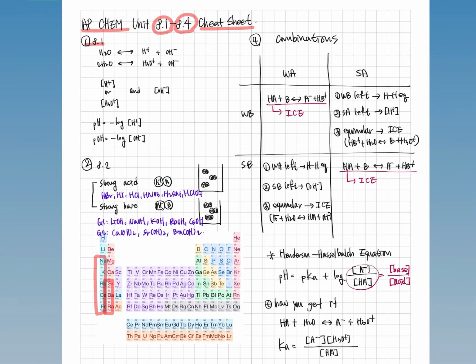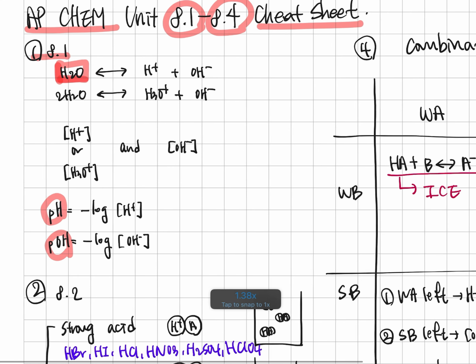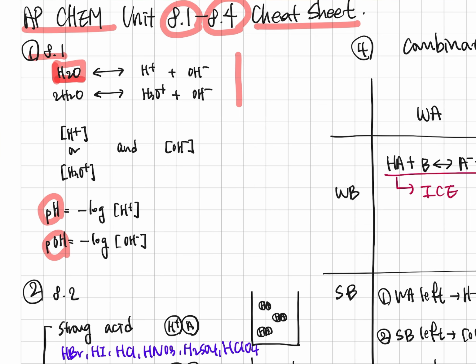Firstly, in 8.1, you get introduced to the concept of pH and pOH. Say we have water. Water is expressed as H2O, right? In most cases, water remains as H2O, but in very few cases, it separates into an H plus and OH minus ion. And we're going to focus on this. Sometimes two H2O molecules separate into H3O plus and OH minus.